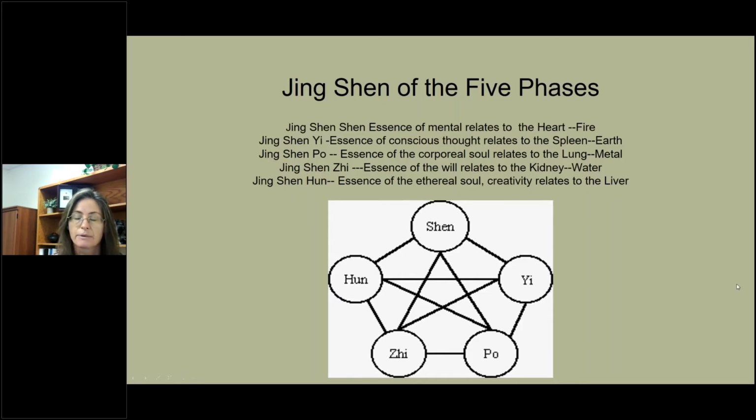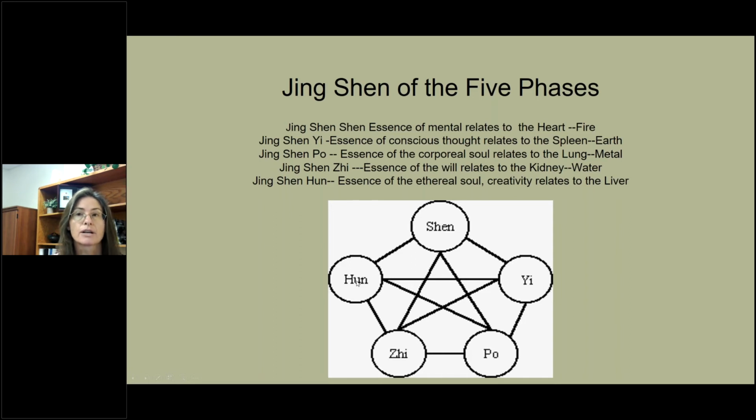So when everything's in balance, then we have the natural essence of the spirit or mind in place. So the Shen itself is the mental activities, and the essence of that is Shen, or spirit. And in Chinese medicine, this dwells within the heart and relates to the phase of fire. Yi is conscious thought, and it dwells in the spleen and stomach. Po is our corporeal soul. It's the aspect of our being that relates to our physical body. Zhi is our will to survive. It resides with water, relates to water, and is associated with the kidney urinary bladder system.